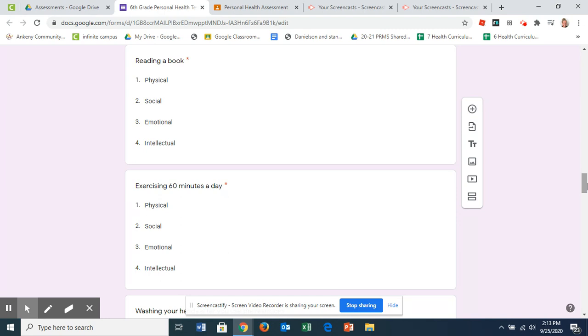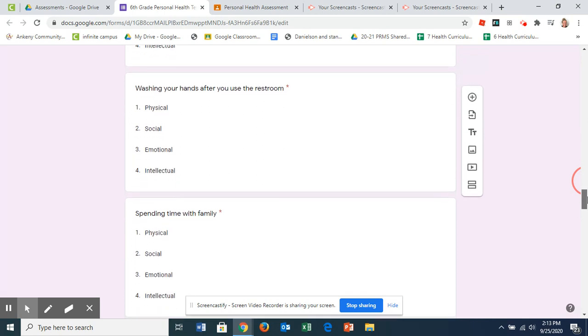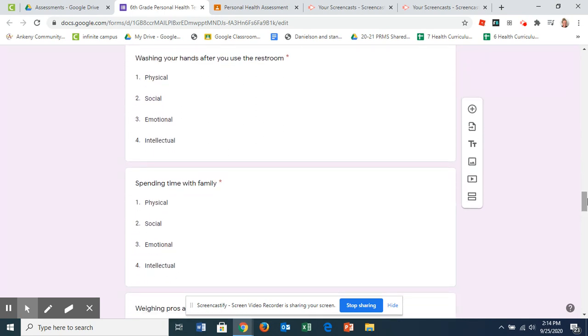Exercising 60 minutes a day: physical, social, emotional, intellectual. Moving on to the next descriptor. Washing your hands after you use the restroom. Would that be physical, social, emotional, or intellectual health? Moving on. Next descriptor, spending time with family. Physical, social, emotional, or intellectual health.